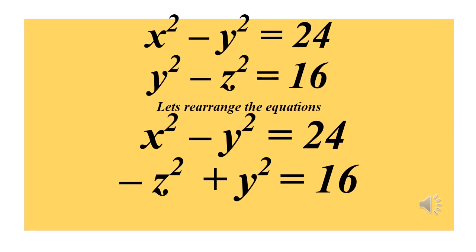Now, first of all, we are going to rearrange the equation, especially equation 2. So we have equation 1 still intact: x squared minus y squared equals 24. Then we arrange equation 2 to be minus z squared plus y squared equals 16. We are rearranging to make y to be on the same line.